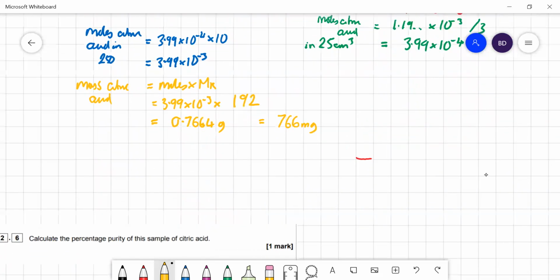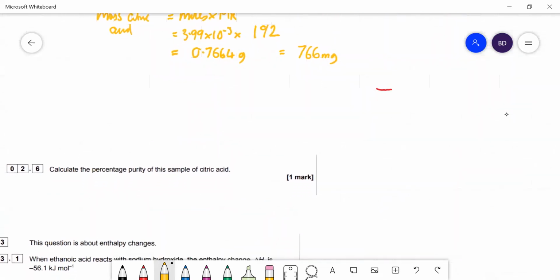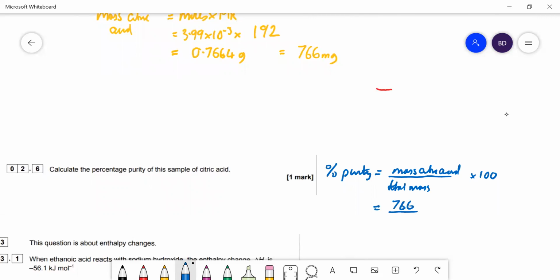Okay. So calculate the percentage purity of the citric acid. The percentage purity is equal to the real mass, the mass of citric acid, divided by the total mass of the impure solid, times 100. Well, we worked out we've got 766 milligrams of citric acid, but the total mass of solid dissolved, it told us in the question, was 784 milligrams. Multiplied by 100, that gives us a purity of 97.8%. That's 3 significant figures.